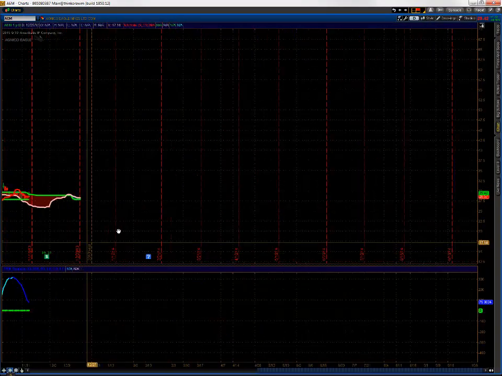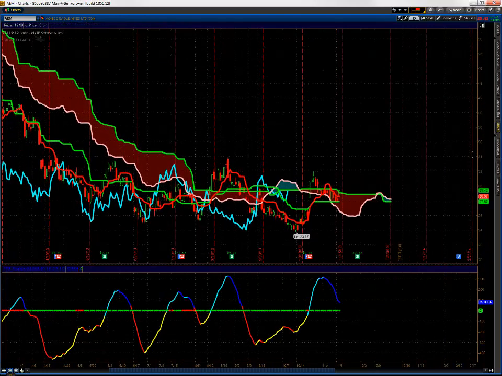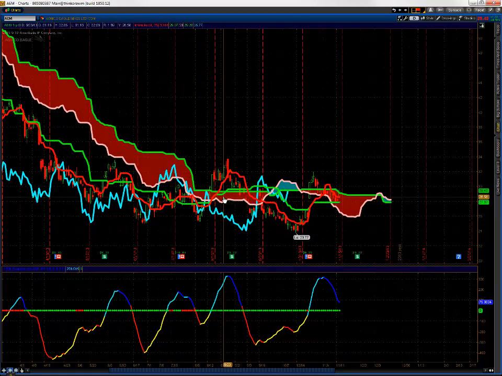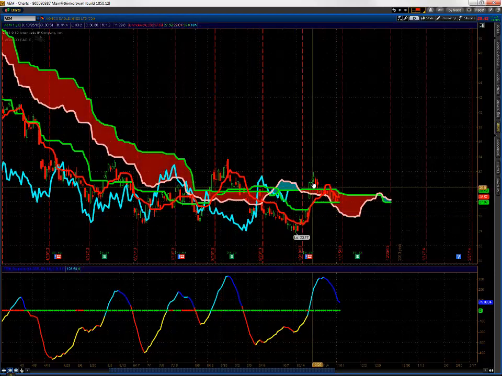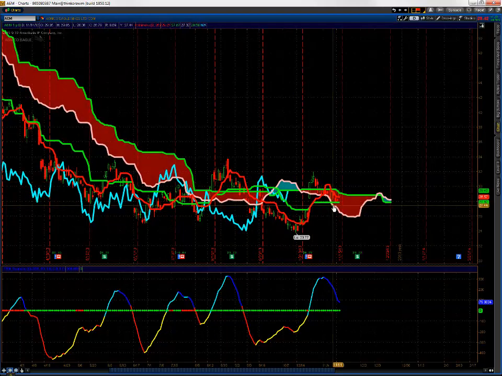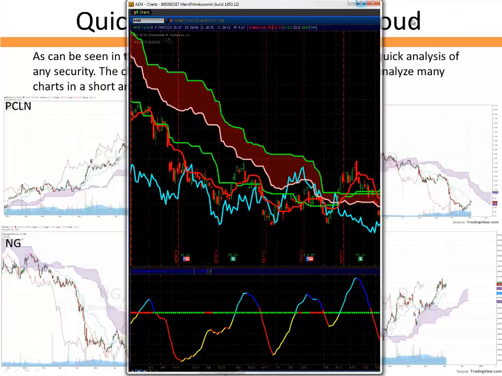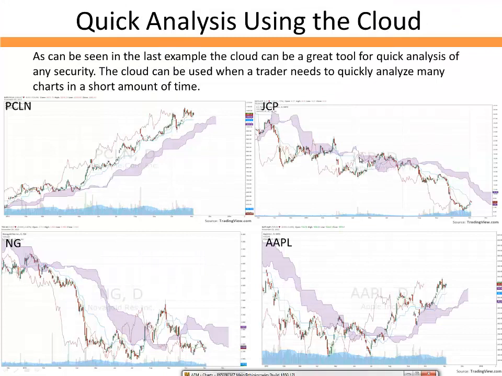AEM, that's a gold stock. I would say this is more of a trading range stock than a trending stock. This is not a good one for Ichimoku Cloud. You would have bought it here, you would have got stopped. You would have shorted it here, you would have got stopped. You would have bought it here, you would have got stopped. It works for trending, not trading range.